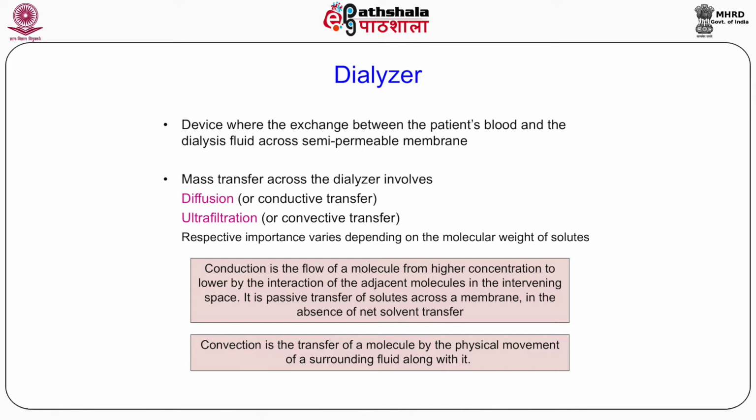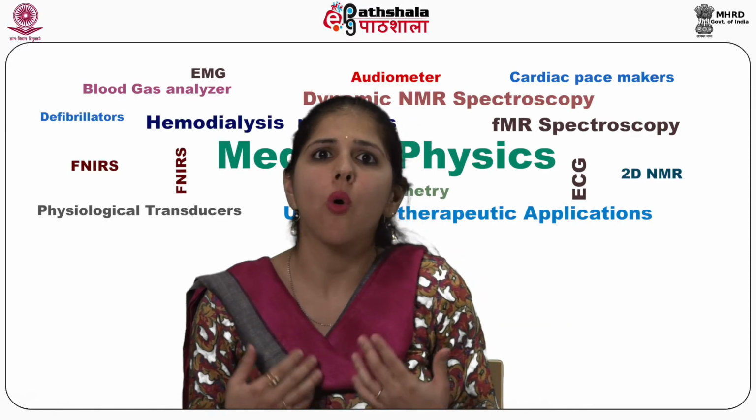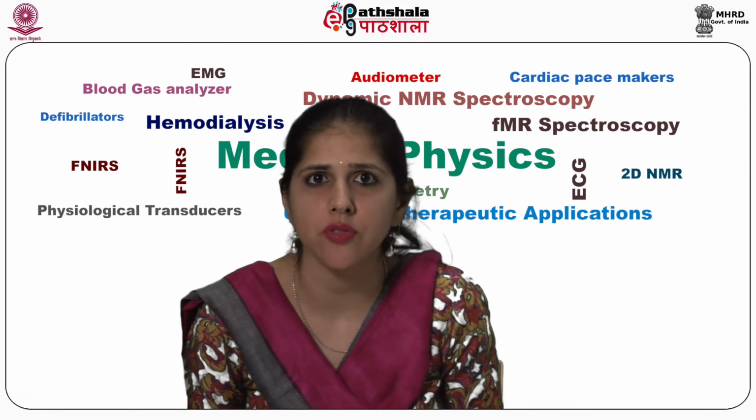So what exactly is conduction and what exactly is convection? Now conduction principally involves exchange, but it does not have any net solvent movement across, while convection involves net solvent movement across the membrane. So the principal difference between the two processes is the solvent movement which is present in the process of convection. Now why do we need both these processes for the process of exchange?